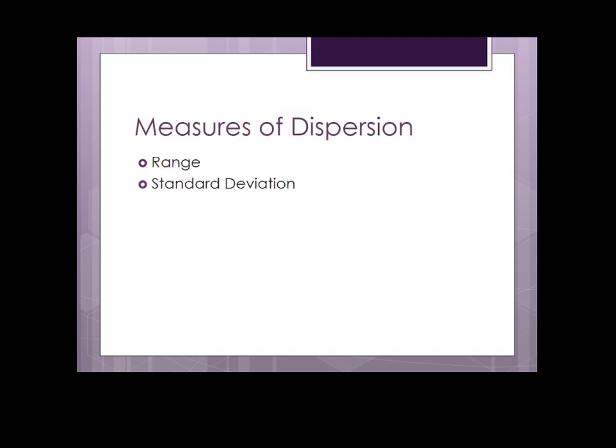Okay, measures of dispersion. The last 3 we did, mean, median, mode, they kind of tell you the center of the data, which is why they're called measures of center. It tells you kind of roughly where the middle is. These 2 values, they tell you how spread out data is. So range and standard deviation.